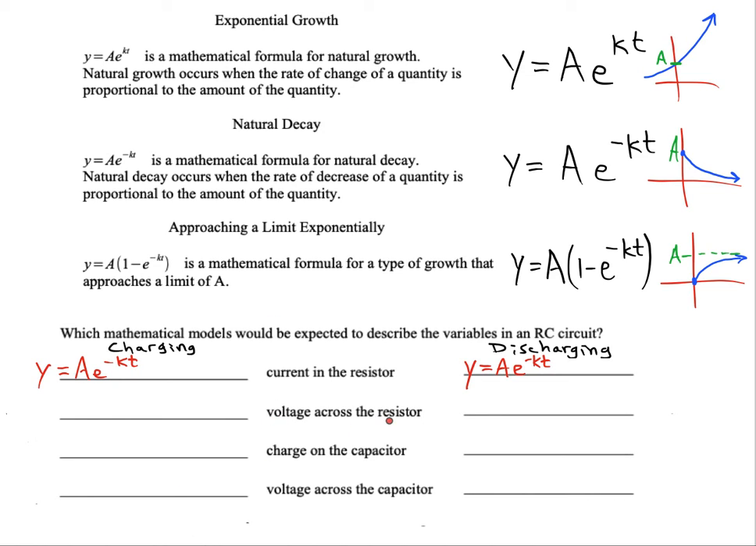What about the voltage across the resistor when we're charging the circuit up? The voltage will follow the current. So it'll have the same type of formula. And when discharging, it'll be the same as well.